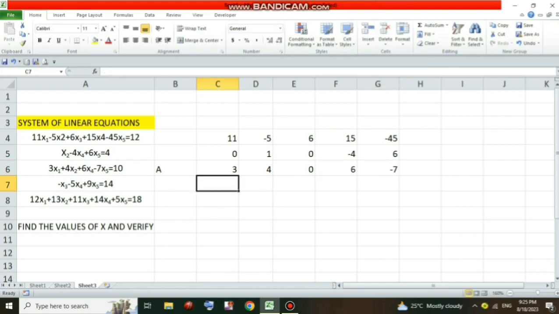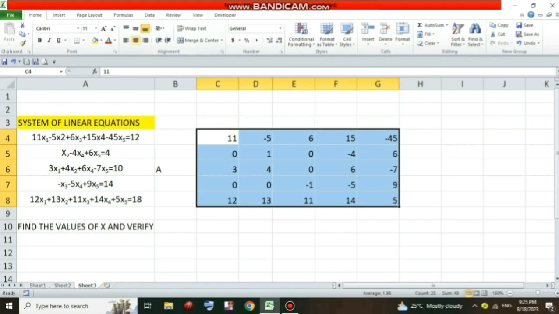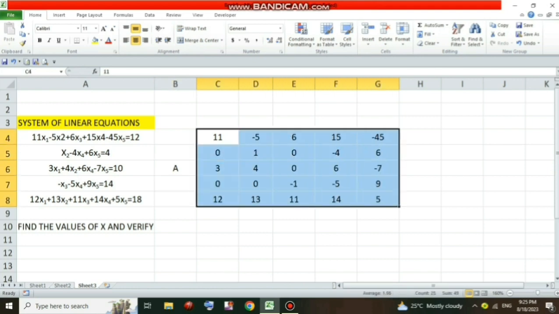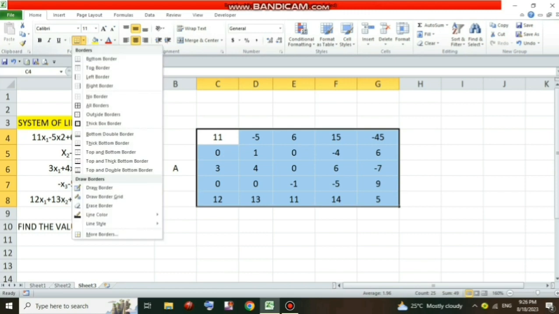Similarly in the fourth equation, we don't have x1 and x2, so let's put 0 and 0, and for x3 it's minus x3, so minus 1, and x4 is minus 5, and 9 is for x5. And similarly for the fifth equation, it is 12, 13, 11, 14 and 5. So these are all the coefficients of x1, x2, x3, x4 and x5. Let me name that as matrix A. Now let me give all borders to it.